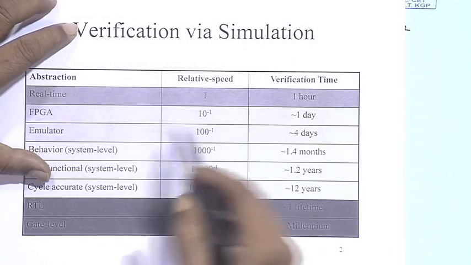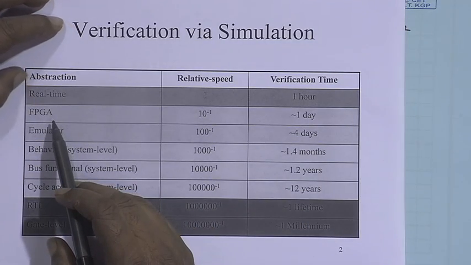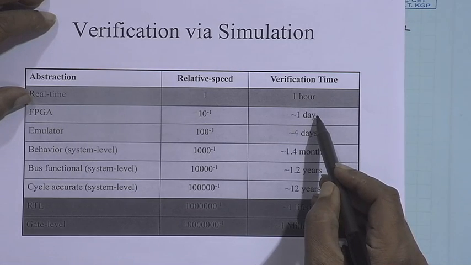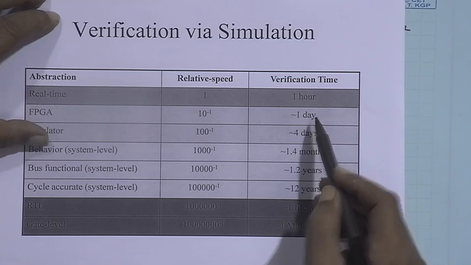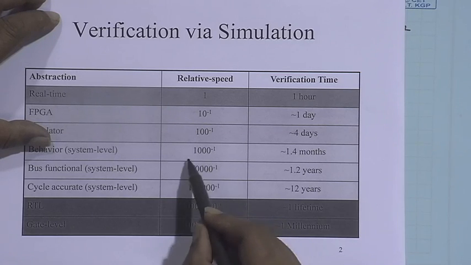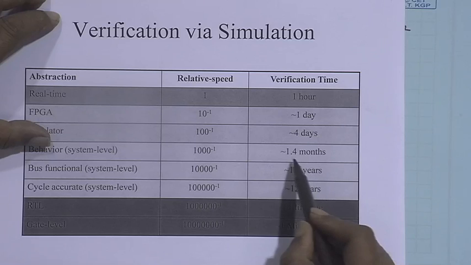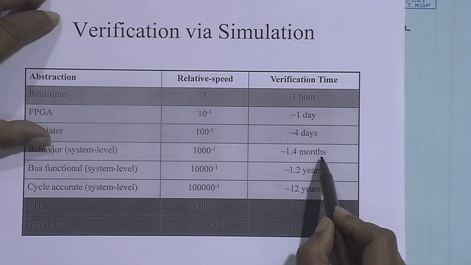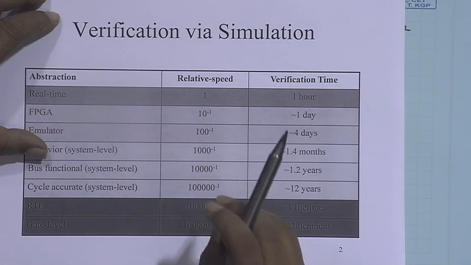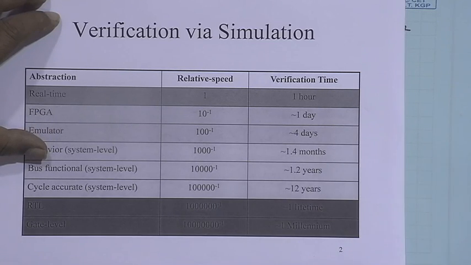Say, if a circuit simulated by an FPGA takes about 1 day, if I want to do a system level behavior, it will take 1000 times more time. So, it will take around 1.4 months. At the system level, if I do the bus functional level, where I look at the buses also, what communications are going through the buses, and model all those things, it will take 1.2 years.